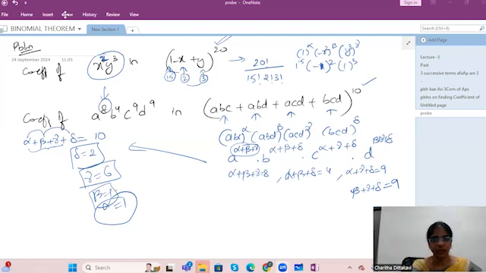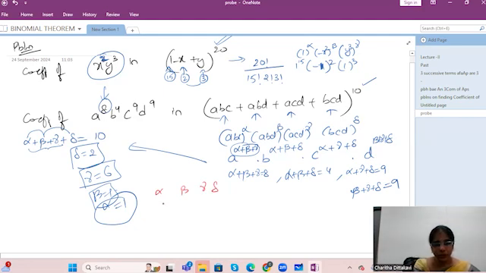So, hence, what are your answers here? Your alpha, beta, gamma, delta will be 1, 1, gamma is 6 and delta is 2. So, these are the 4 values. Fine. Right? So when you add up all these, you get 10, right?